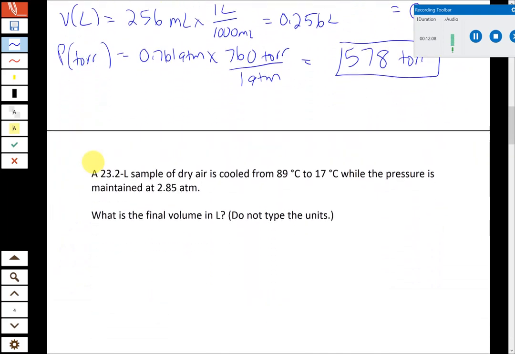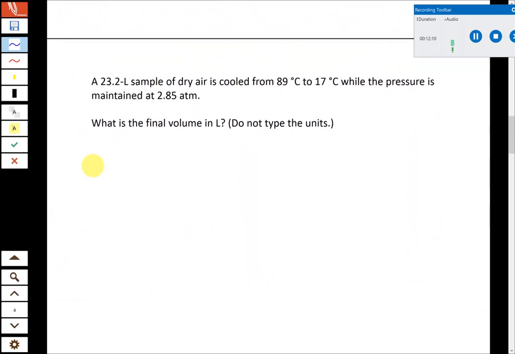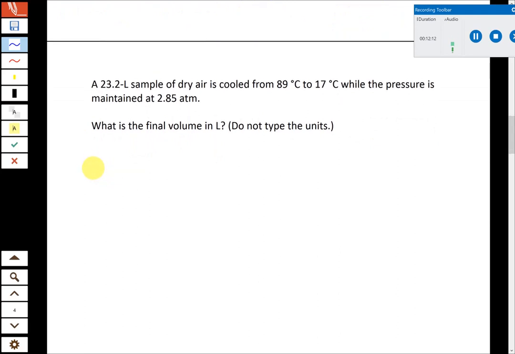The other major type, though, is going to be what I'm going to go through here, where we're going to be changing one or more of those parameters. So we have a 23.2 liter sample of air, and it's cooled from 89 degrees Celsius to 17 degrees Celsius. So we know already that one of those parameters, in this case the temperature, is changing. And then it says the pressure is maintained at 2.85 atmospheres. What is the final volume in liters?